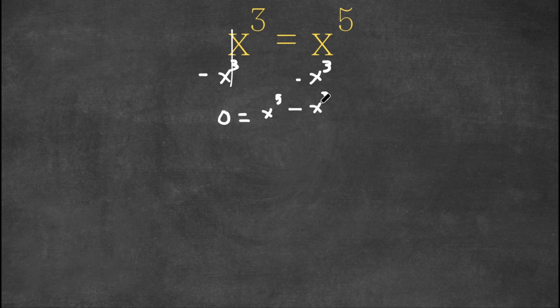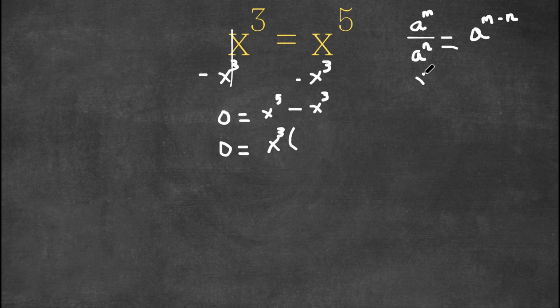So now what we're going to do is factor out x to the power of 3 from this, because that is the greatest common factor of these two terms. So we have 0 equals x to the power of 3 times, well, what's x to the power of 5 divided by x to the power of 3? An important property of exponents is that a to the power of m over a to the power of n is equal to a to the power of m minus n.